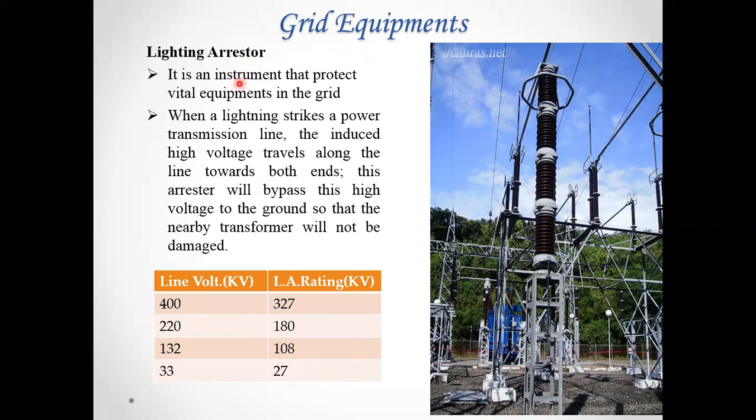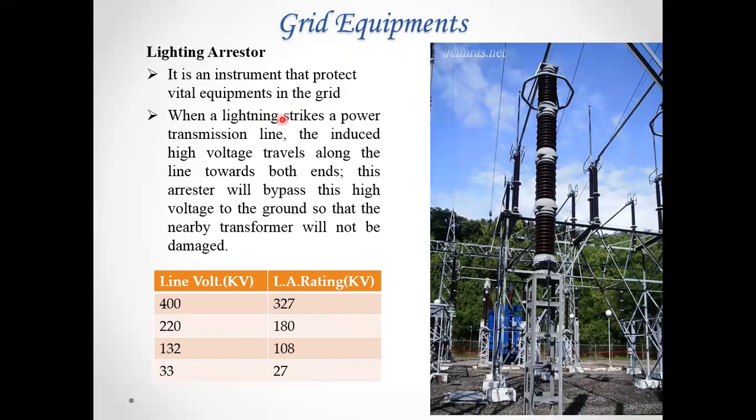It is the instrument which protects the vital equipments in the grid. So what are the important equipments available in the grid that can be protected by using the lightning arrestor? By the name lightning itself, we may come to know that it is to protect the equipments from lightning.